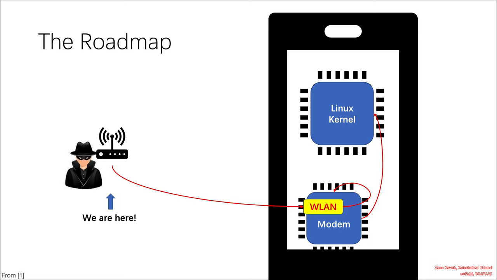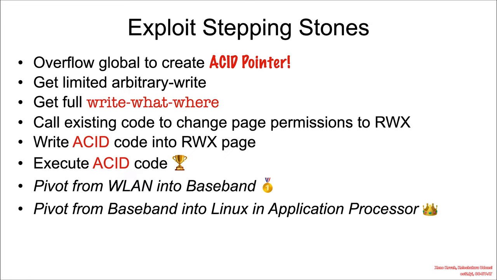So the attacker's goal is that they are an attacker in wireless proximity to the victim phone, so they have to be in Wi-Fi range, and their goal is to exploit the Wi-Fi, and then break into the modem, and then from the modem break into the Linux kernel running on the main application processor. So let's see how they do that.